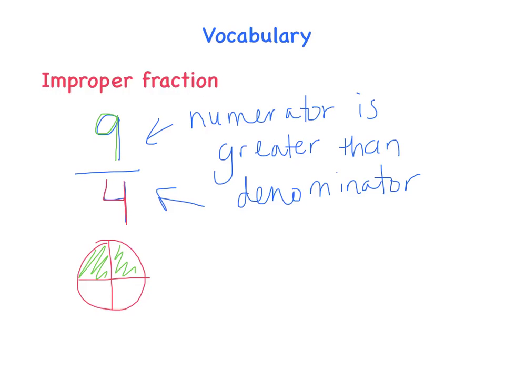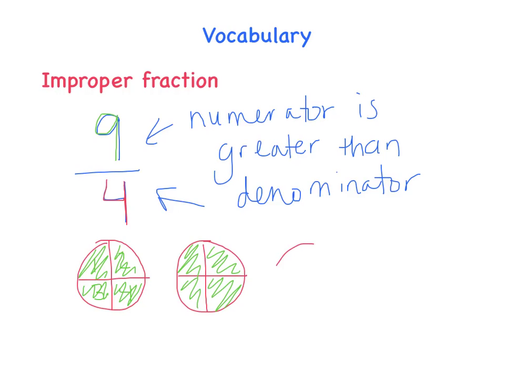1, 2, 3, 4. Well, I don't have enough for 9 of them. So I need to make another whole and again split it into 4 equal pieces. So now I've got 1, 2, 3, 4. I've got to keep going. 5, 6, 7, 8. I still don't have enough for 9, so I need to make another whole broken into 4 equal pieces. 5, 6, 7, 8, 9. So now I have 9/4 shaded in.